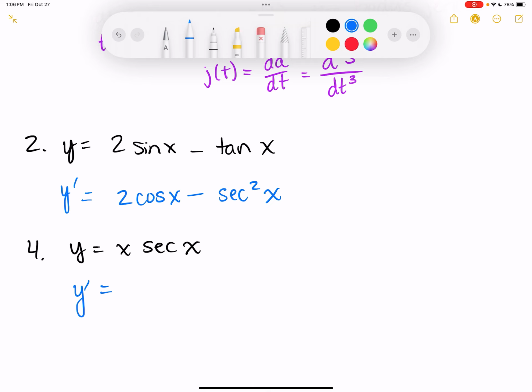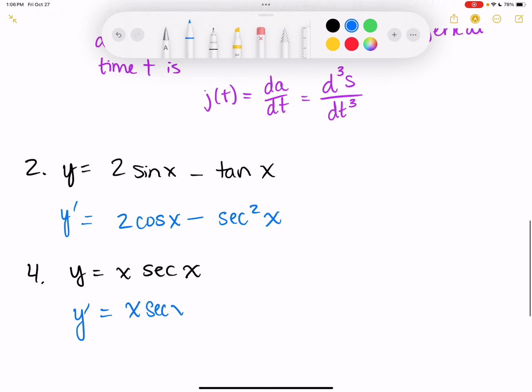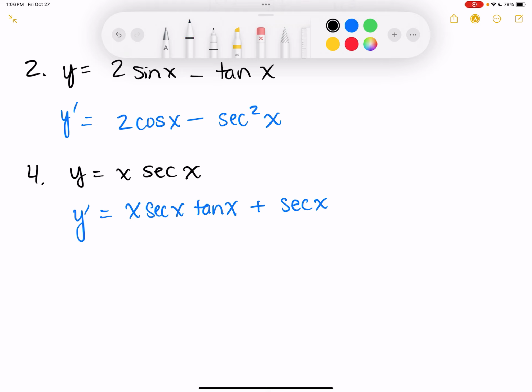So, product rule would say what? It's U V prime plus U prime V. X times the derivative of secant of x, which I'm sure you don't remember, as secant of x tangent of x, plus the derivative of the first times the second. Now you know.